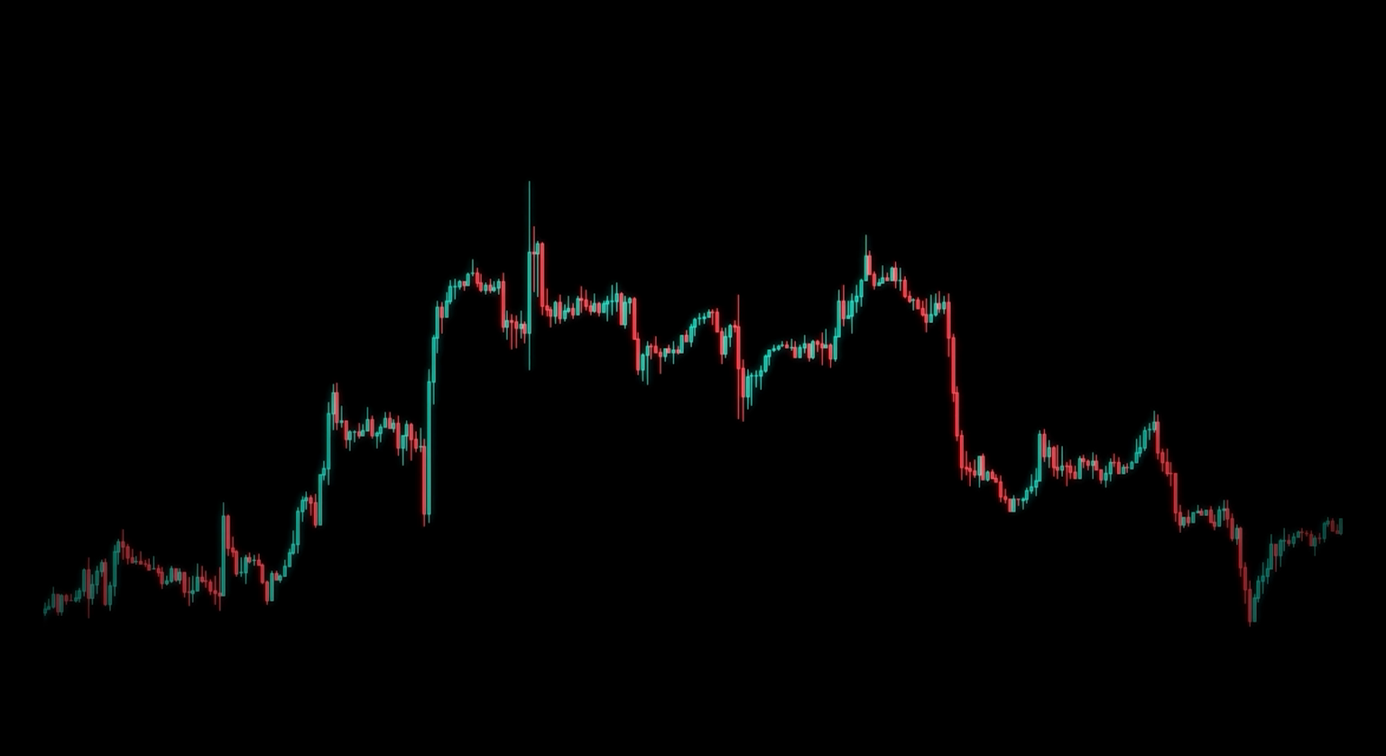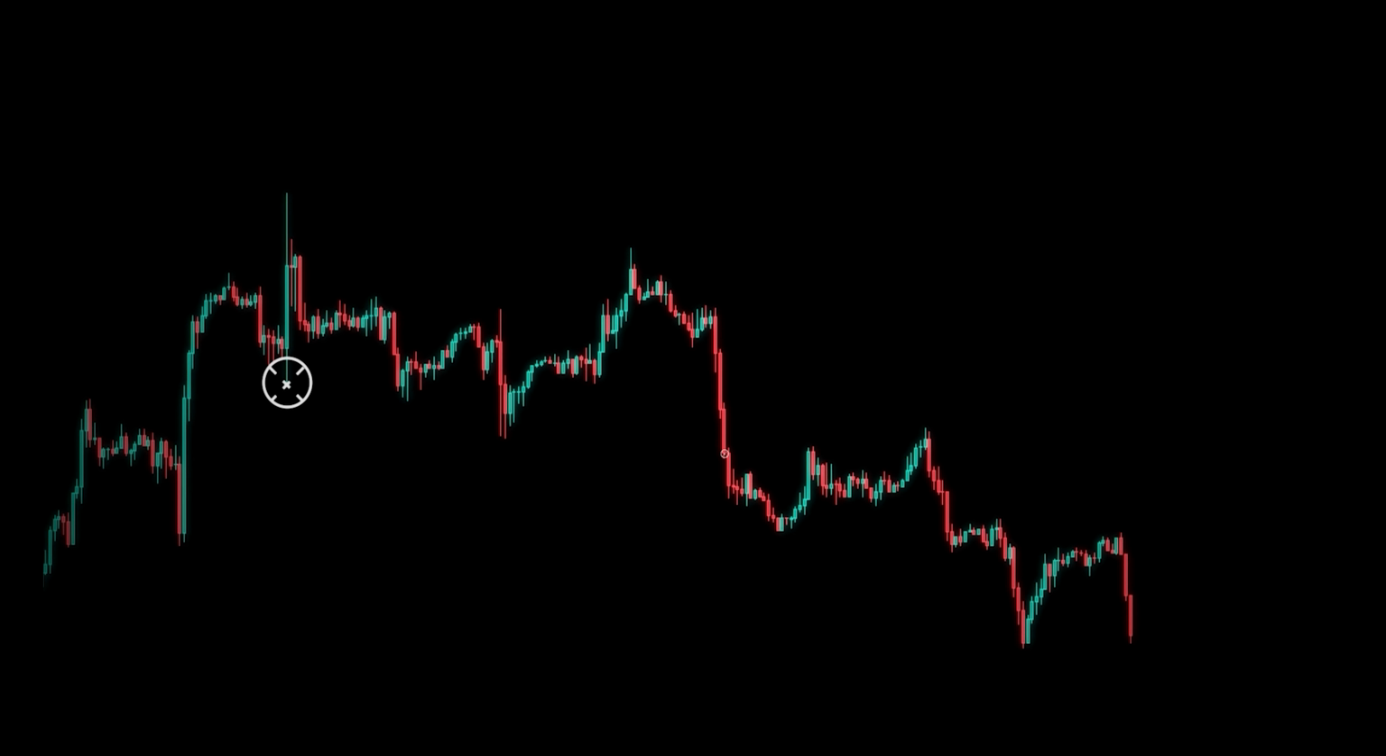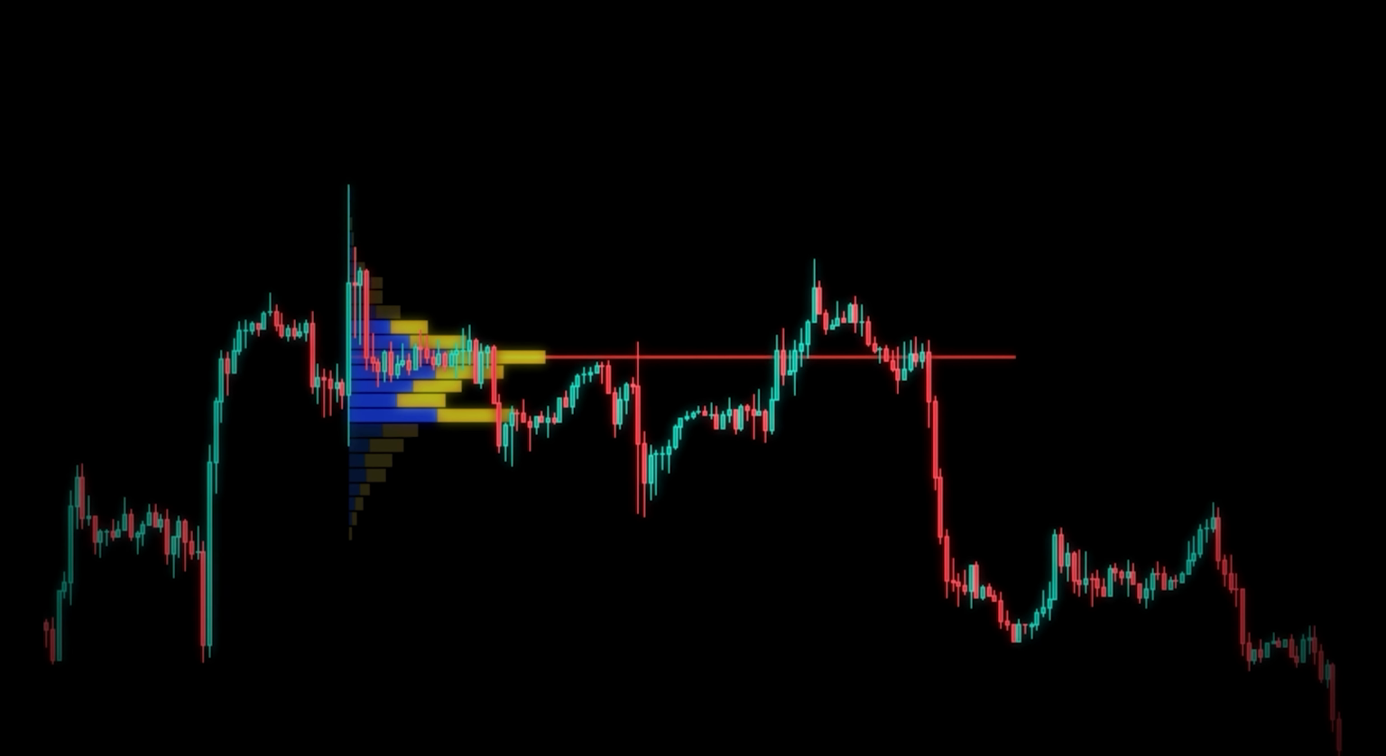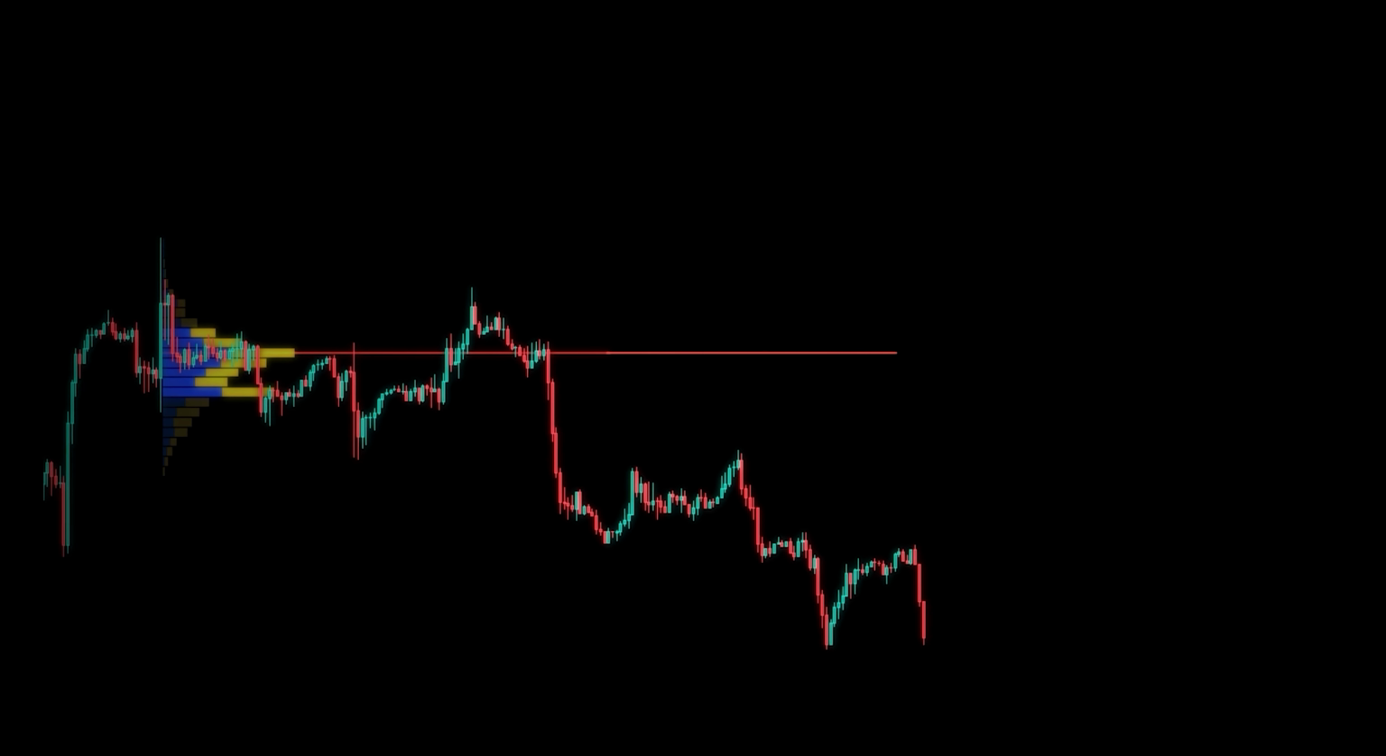So first, select the area where the range started, then select the endpoint, which will be the last candle before it broke the range. Here we can see the volume profile of this range. The area that we'll have to keep an eye on is the point of control. Remember to look for confluence always. Never take one signal or tool for granted.